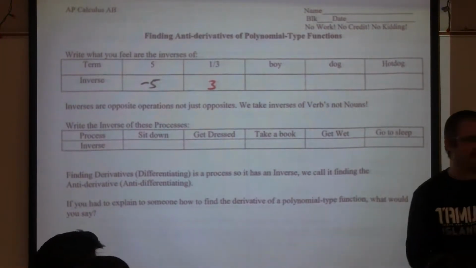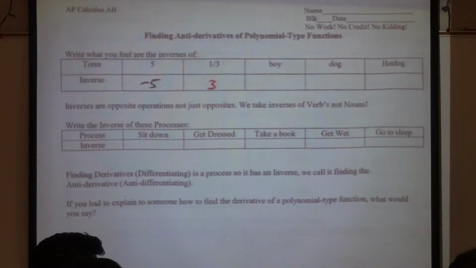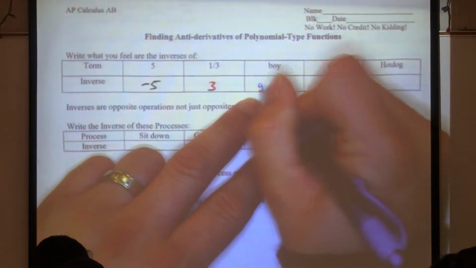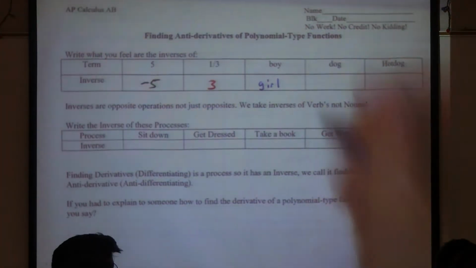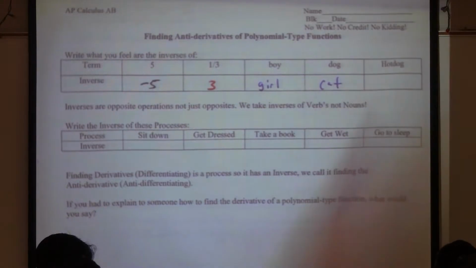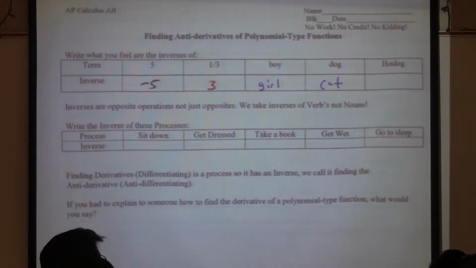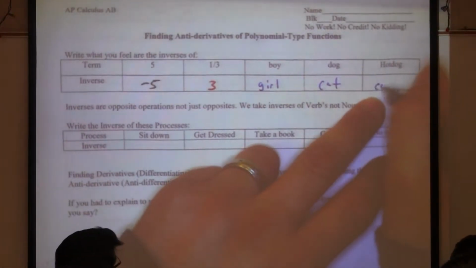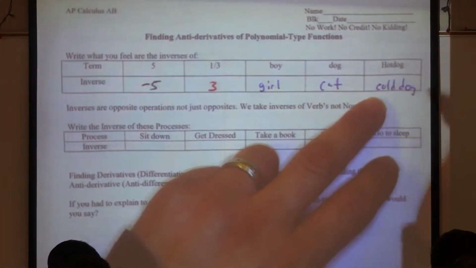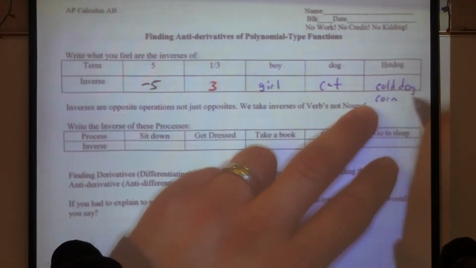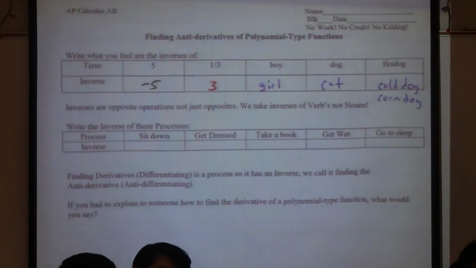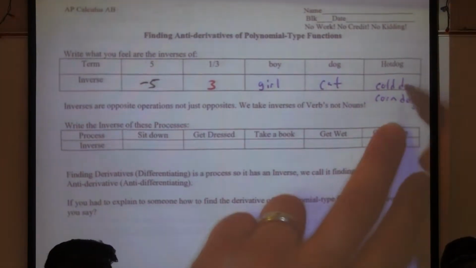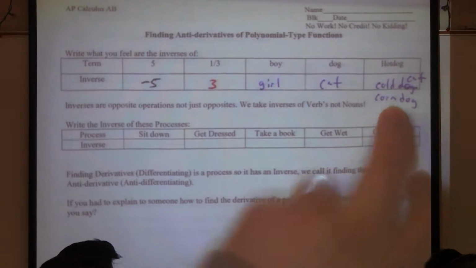What do you think is the inverse of boy? Girl? What do you feel is the inverse of dog? Tiger. Cat? Tacos. Hot dog? Maybe corn dog? Maybe hamburger? Yeah, like hamburger. I'm just going to put cold cat. Yeah, cold cat. Cool cat.